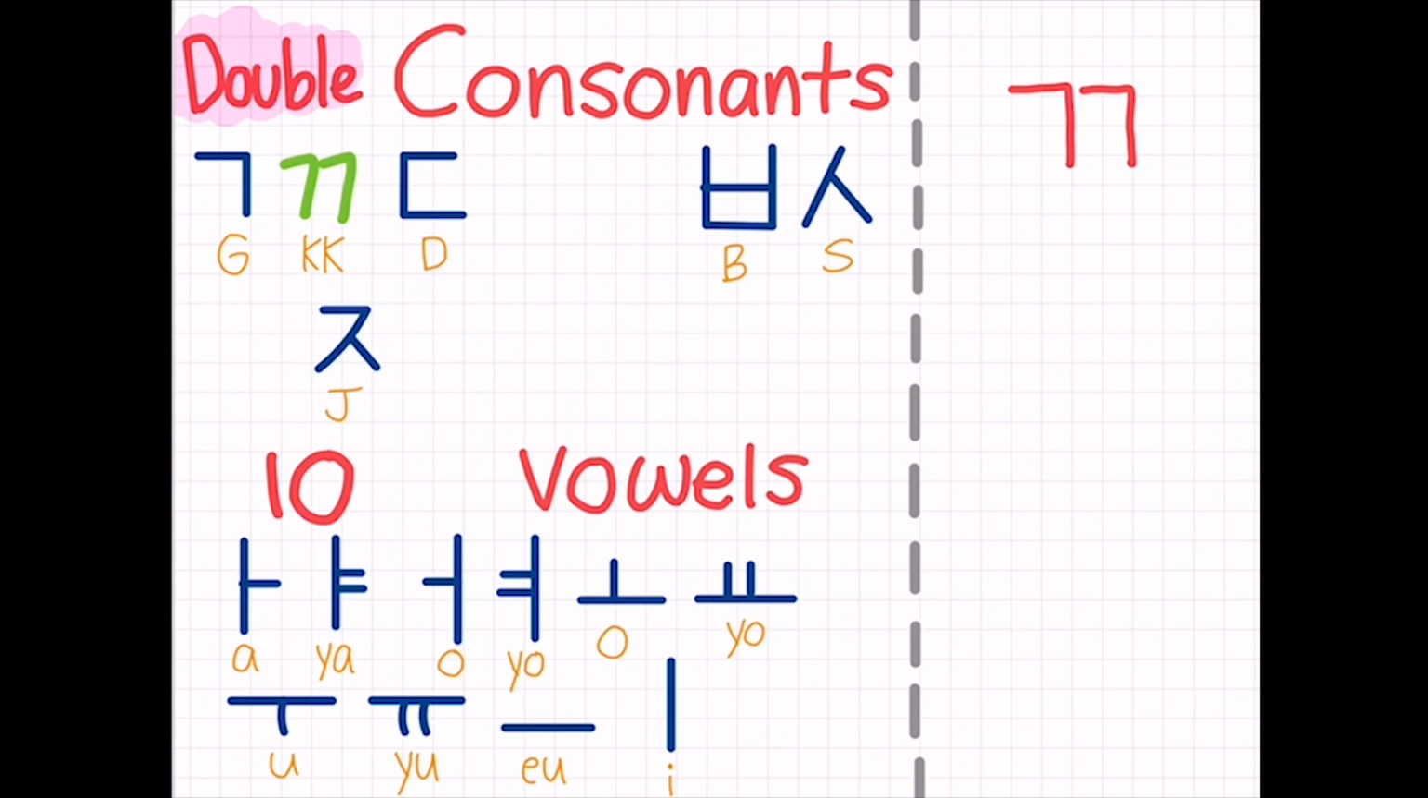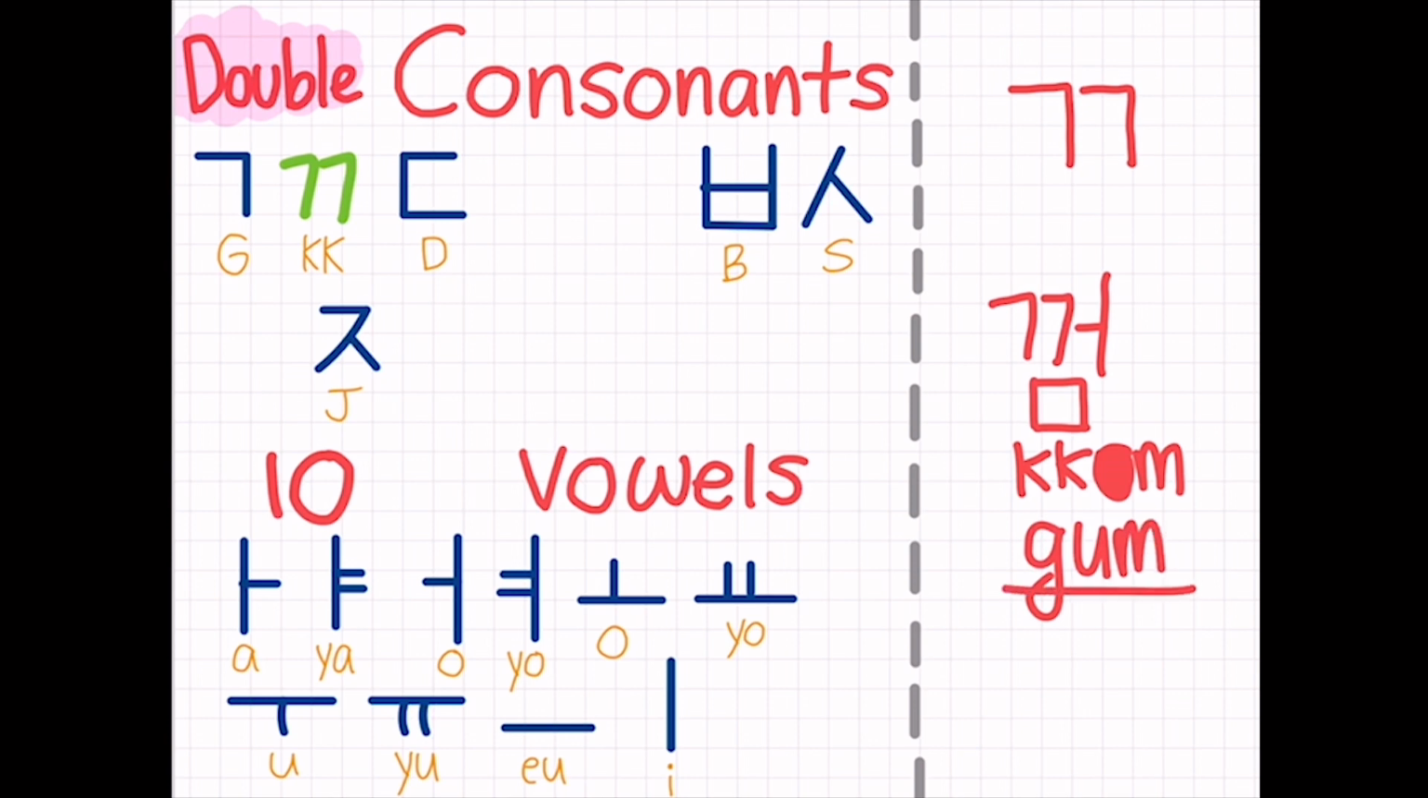Okay. I am going to write a word using this double consonant. What shall I write? Ssang giyeok. Ssang means double. I'm going to put the vowel, and then I'm going to put m. Now, this word, you read it as gum. Which actually is gum. The bubble gum that we know.